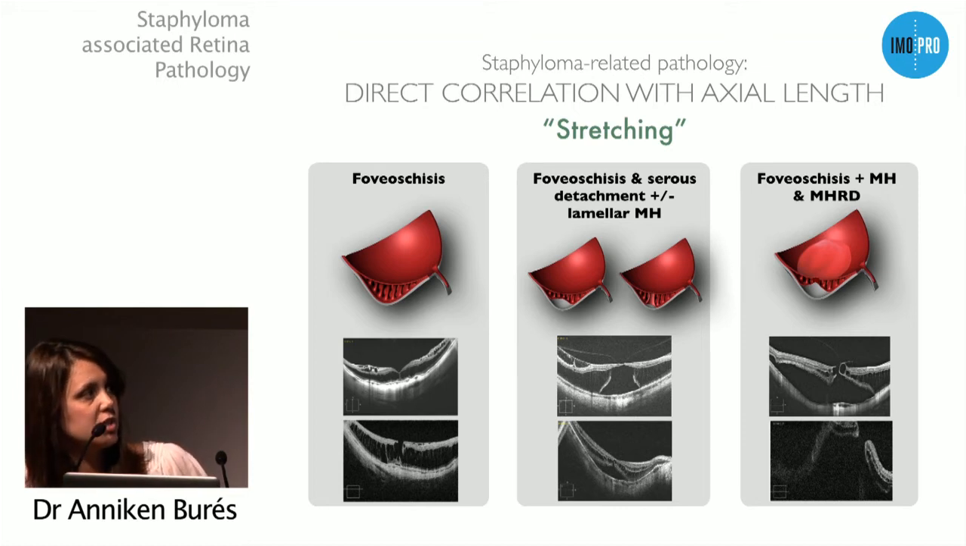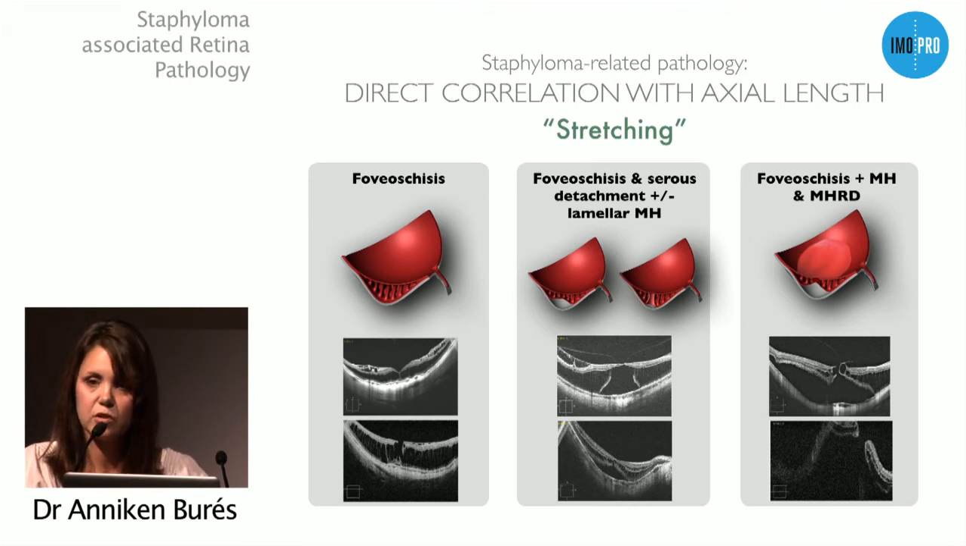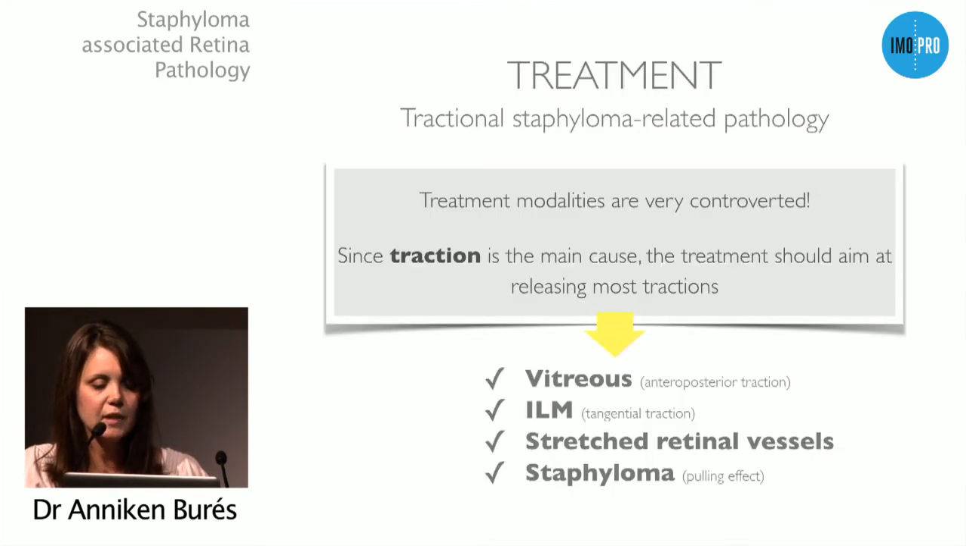Other complications, such as foveoschisis with or without associated whole retinal detachment due to macular hole, are probably also different stages of a very similar disease that occurs because of a posterior staphyloma. And how do we treat this retinal stretching? Well, we know that the treatment needs to be surgical, because what we have to do is release all possible tractions that are occurring at the staphyloma.